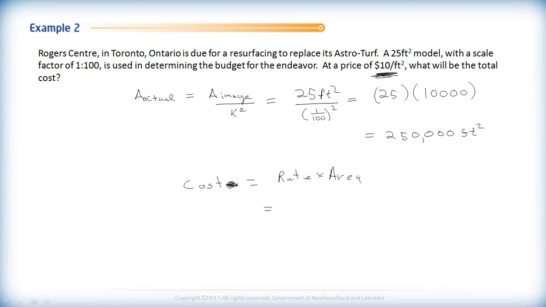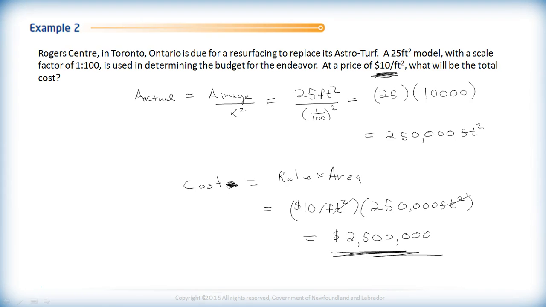So that will be $10 per square foot multiplied by 250,000 square feet. So cancel out our square feet, and we're going to have 250,000 times 10 is $2,500,000. So to put new AstroTurf in Rogers Centre, $2.5 million.